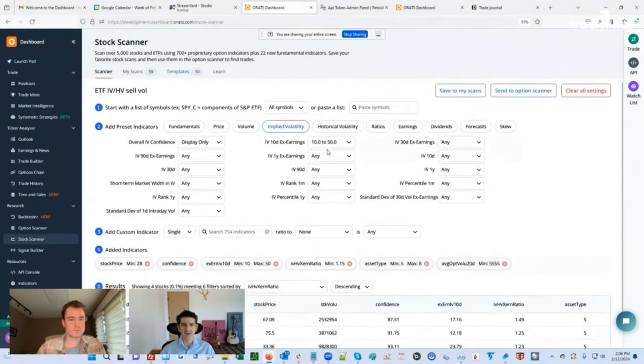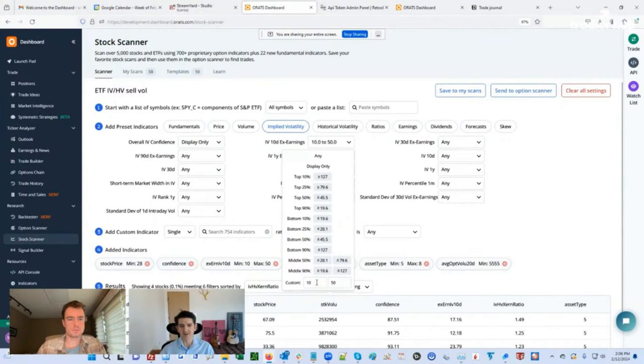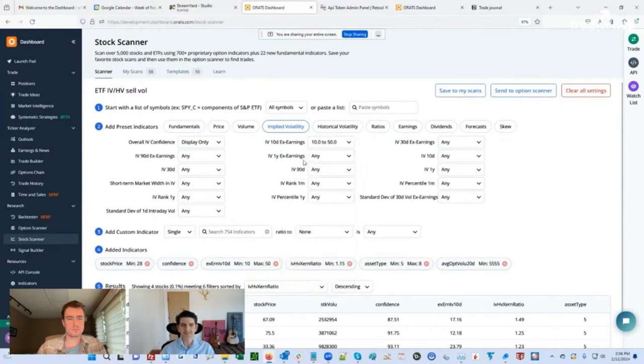If you go to implied volatility, since we're going to be looking at implied volatility, I like to set a range, like where would I sell? I don't want to sell 100 vol stock. Those are pretty crazy. And anything below 10, probably don't want to sell it. So we have our 10 to 50, I settled on for that.